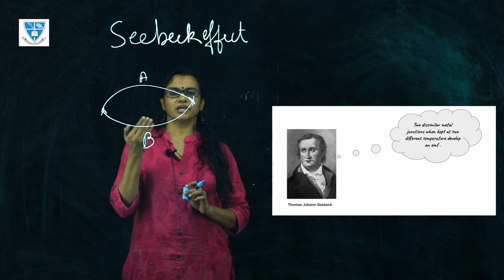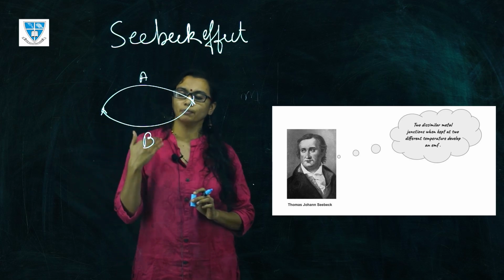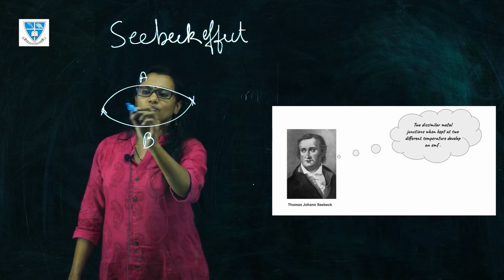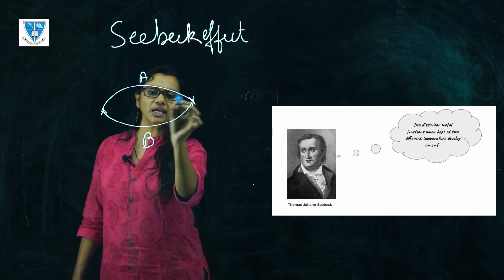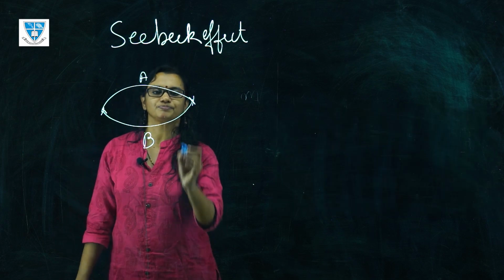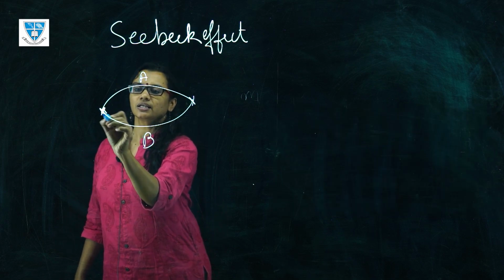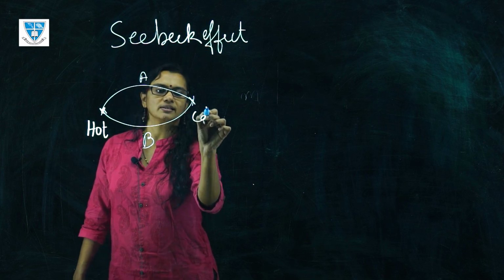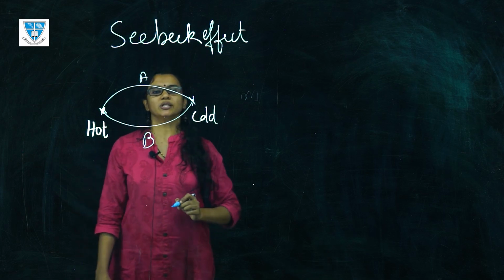As the name of the thermocouple suggests, it is actually the development of EMF when you have a thermocouple A and B which is kept at two different temperatures. This end can be kept at a hot end, and this is termed the cold end.